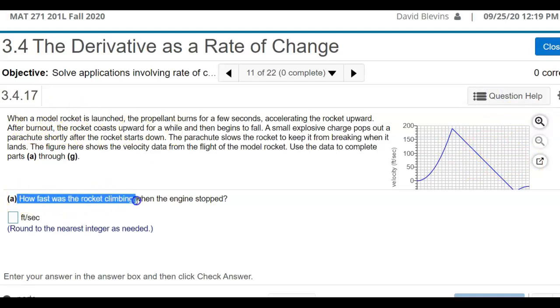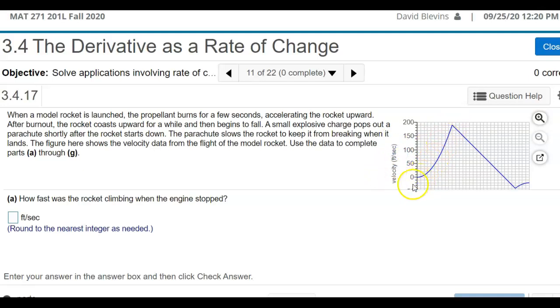It wants to know how fast the rocket was climbing when the engine stopped. When you read this, it talks about it burning a few seconds accelerating. It coasts after that, so that's where the engine has stopped and it's coasting. That's going to be right here. It's accelerating upward, then the engine stops, and it's still rising because velocity is still positive. This is velocity, not the rocket's position. The rocket is rising as long as velocity is positive.